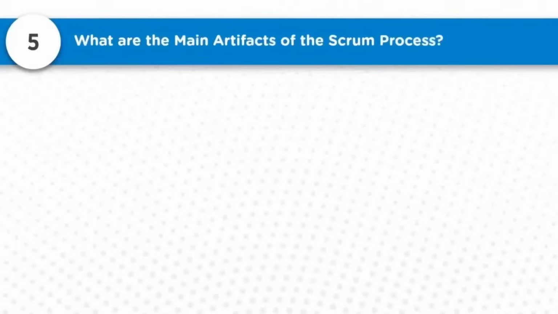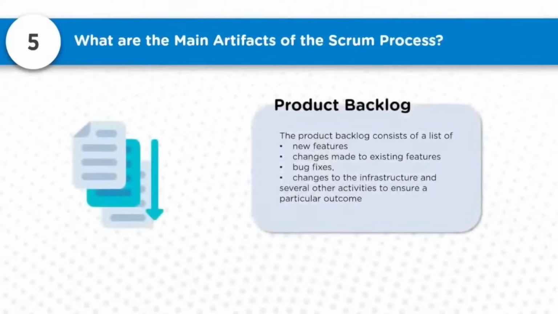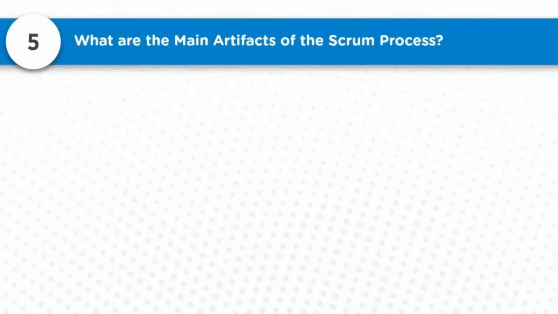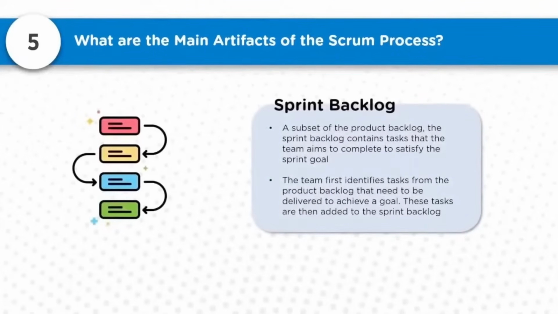Question number 5, what are the main artifacts of the Scrum process? Now, the product backlog consists of a list of new features, changes to the existing features which the organization is looking for, bug fixes, changes to the infrastructure and several other activities to ensure a particular outcome. So that is the product backlog. Then we can speak about the sprint backlog, a subset of the product backlog.